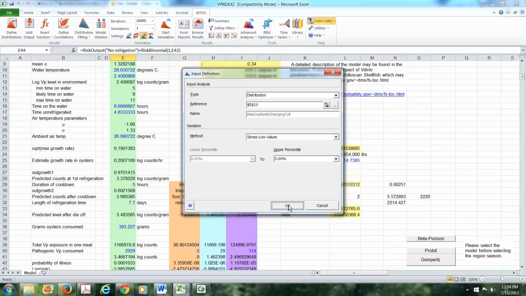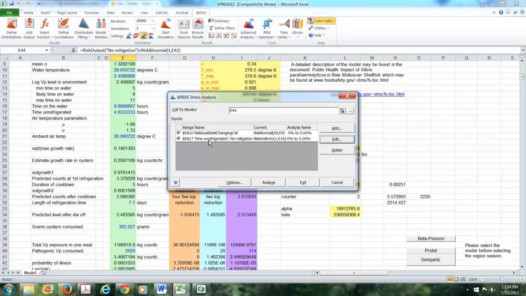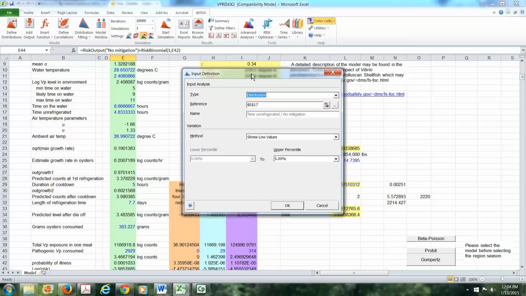And I click OK. And now I'm going to take a look at E17 and edit that. This says E17 is the time unrefrigerated. And then once again, I say just sample from low values. Notice we could sample from high values, and I can put a custom range in.